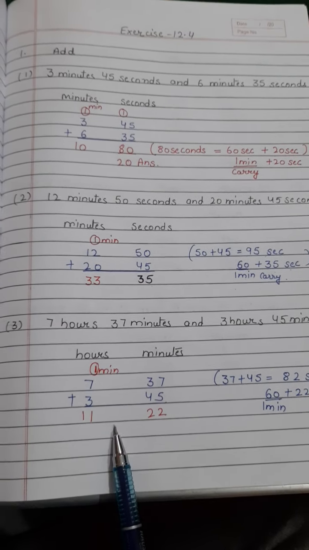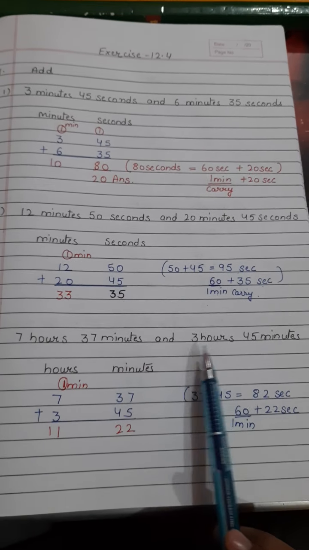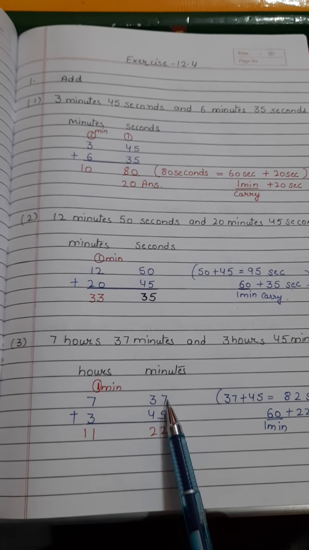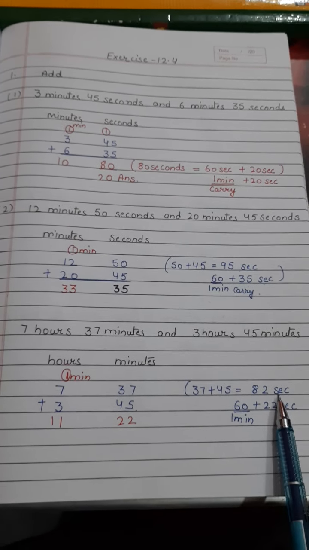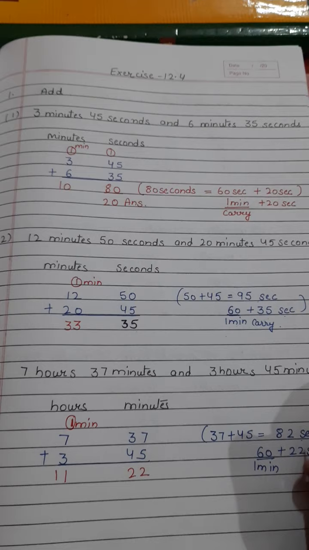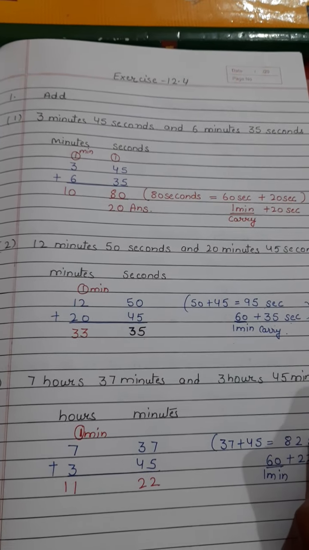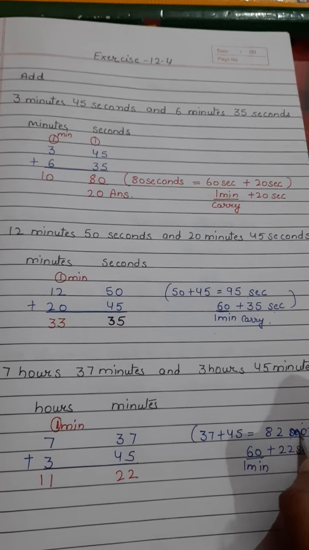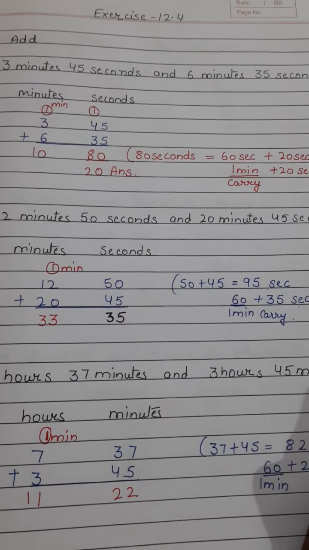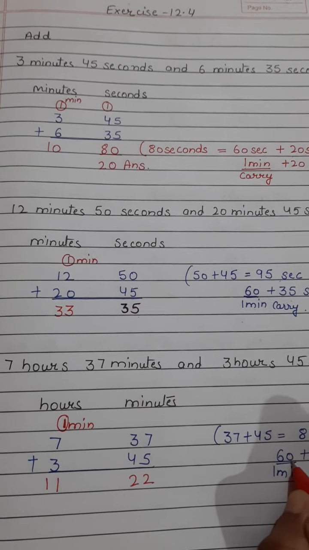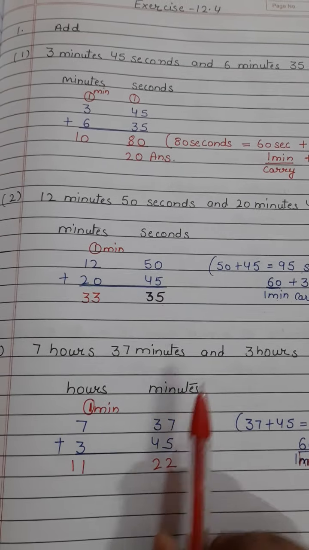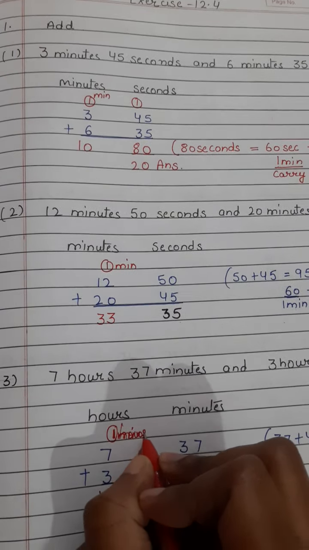Now take this part also, third one, 7 hours 37 minutes and 3 hours 45 minutes. Hours and minutes, right? Now add 37 plus 45, but when you add, what will come? 82. Sorry, this is the hour one, no? So here minutes will come. This is minutes, this is also minutes, right? And here that 60 minutes, we have to convert into 1 hour, because this is hours and minutes. So here 1 hour I am giving, fine.